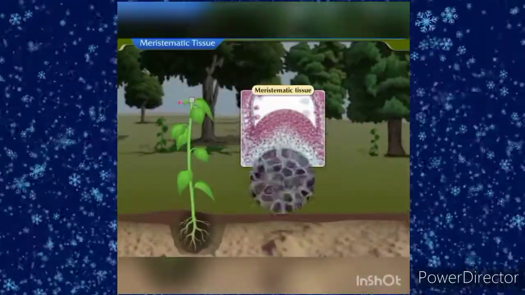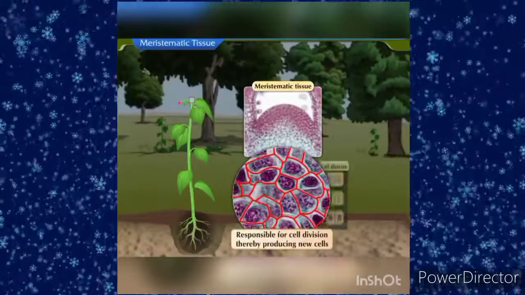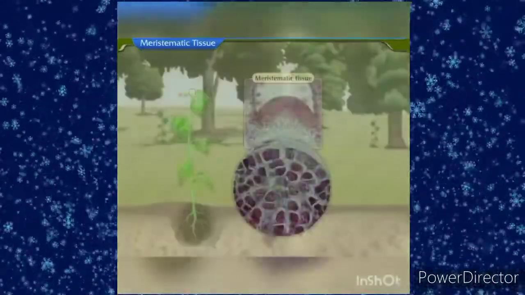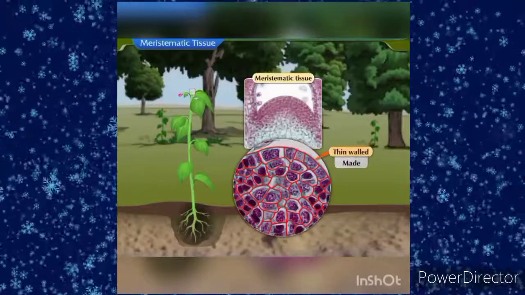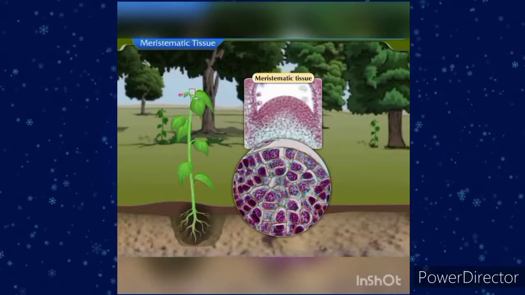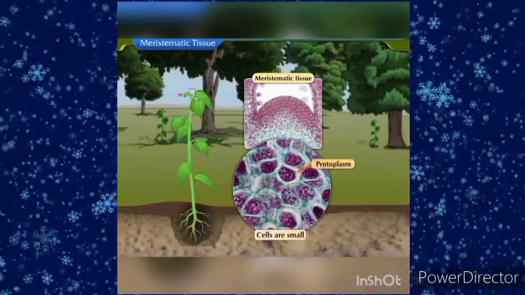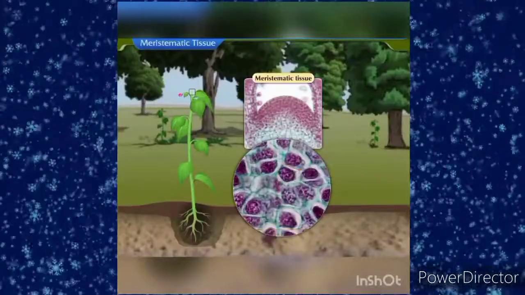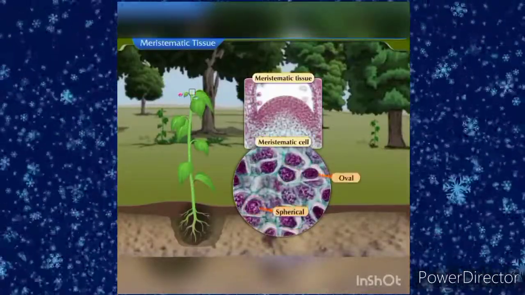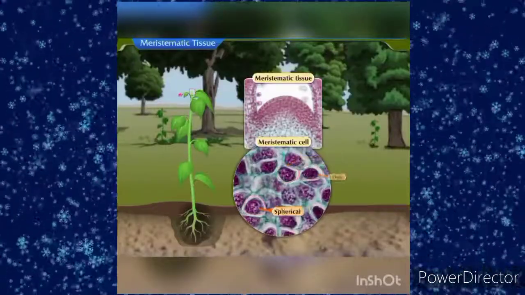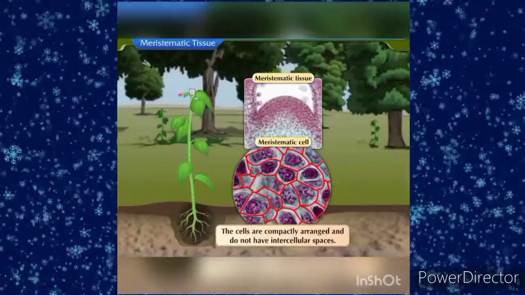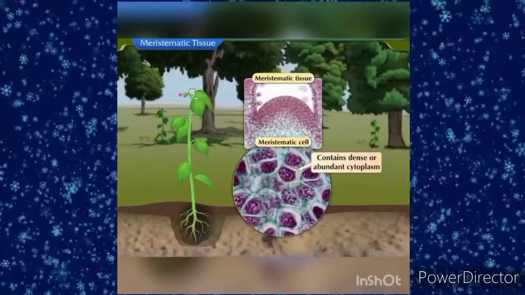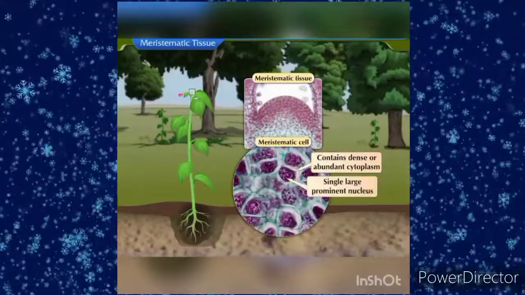Meristematic tissues are a group of cells which is exclusively responsible for cell division, thereby producing new cells. These cells are thin-walled, made up of cellulose. The cells are small and protoplasm fills the cell completely with a prominent nucleus. Meristematic cells may be spherical, oval, or polygonal in shape. The cells are compactly arranged and do not have intercellular spaces. They contain dense or abundant cytoplasm and a single large prominent nucleus.